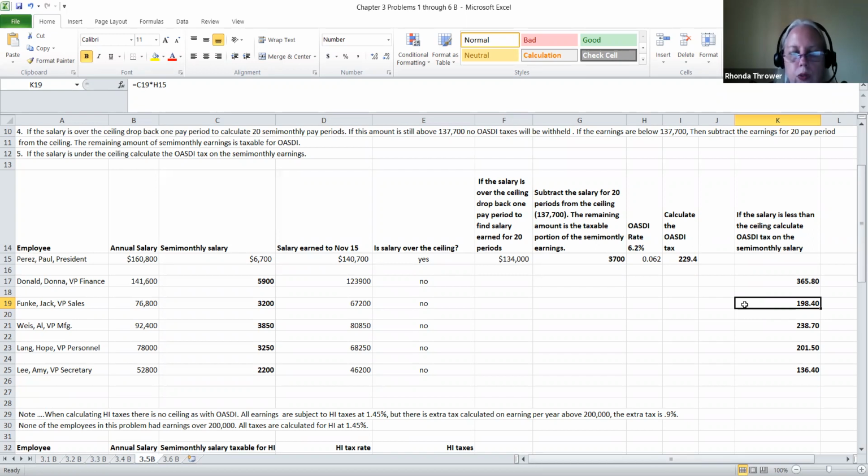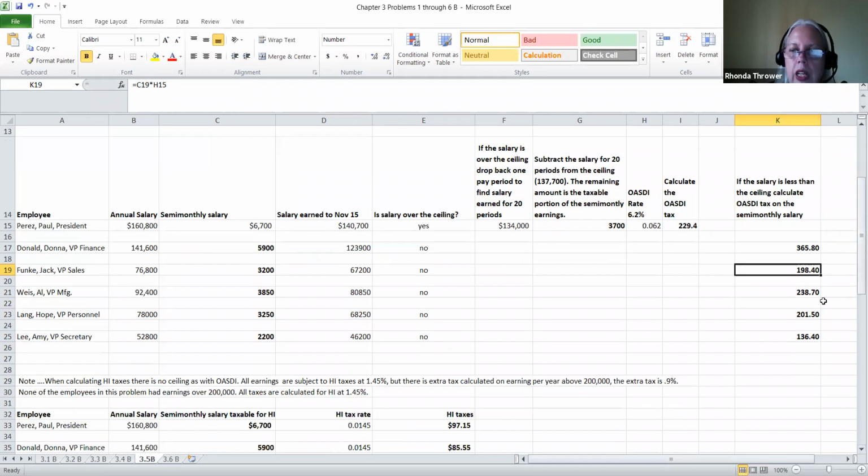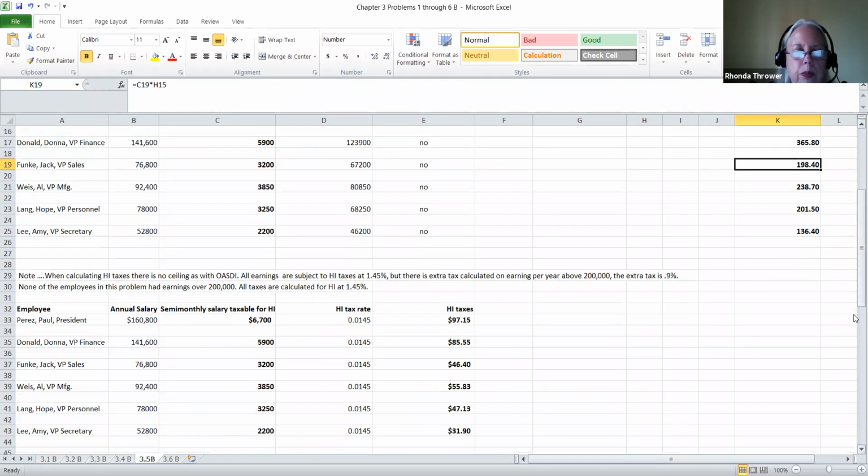And that's just for the Social Security taxes. I did all of my Social Security taxes first. And since the remaining annual salaries are less than the ceiling for OASDI, all of the earnings are subject to taxes. So you just multiply the earnings by 6.2% to get the rest of these.